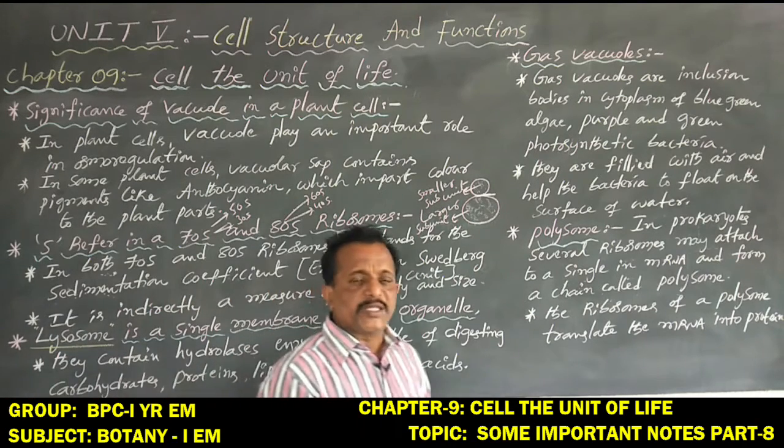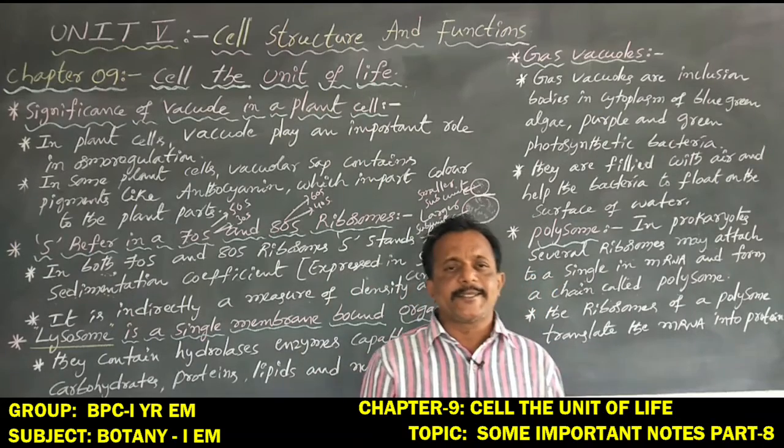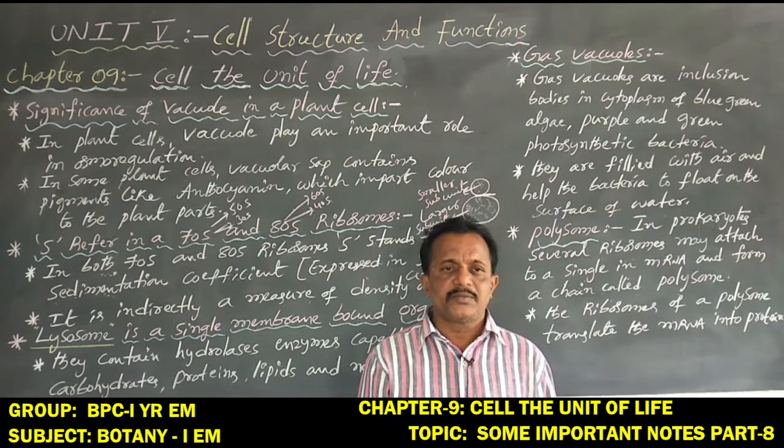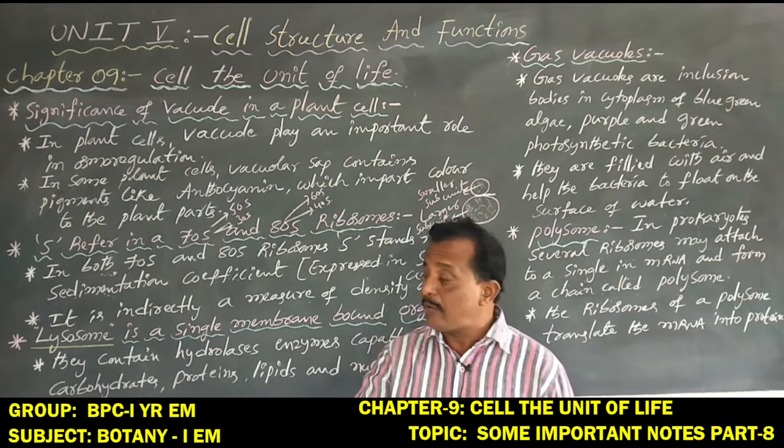Lysosome is also one of the cell organelles. This is a single membrane bound structure. Vacuole is one of the cell organelles. This is a single membrane bound structure. Ribosome is a smaller cell organelle. This is a non-membrane bound cell structure.